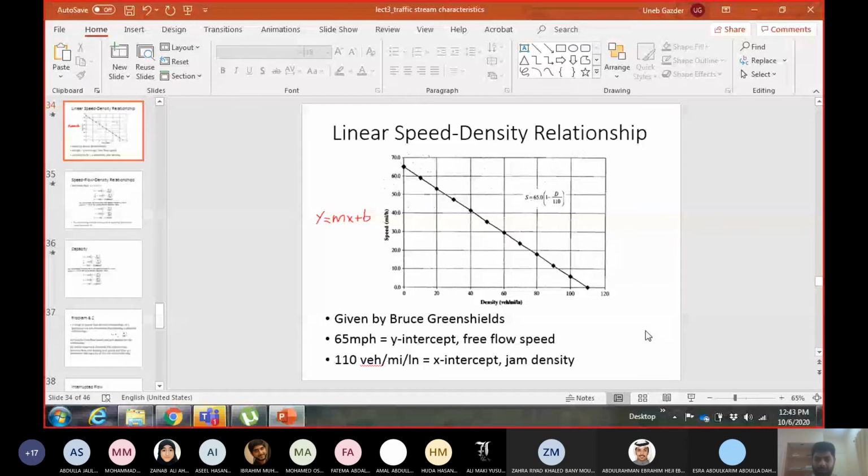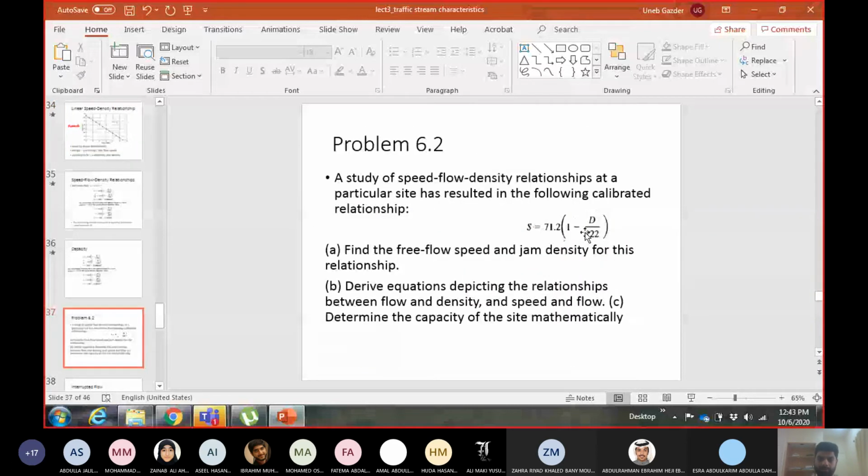I will explain part A for you now, because we did not do anything related to part A. I will explain how to solve part A.